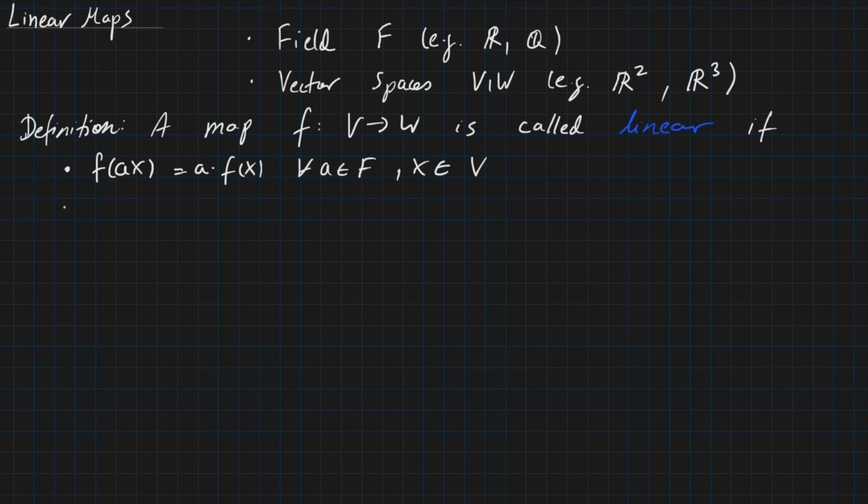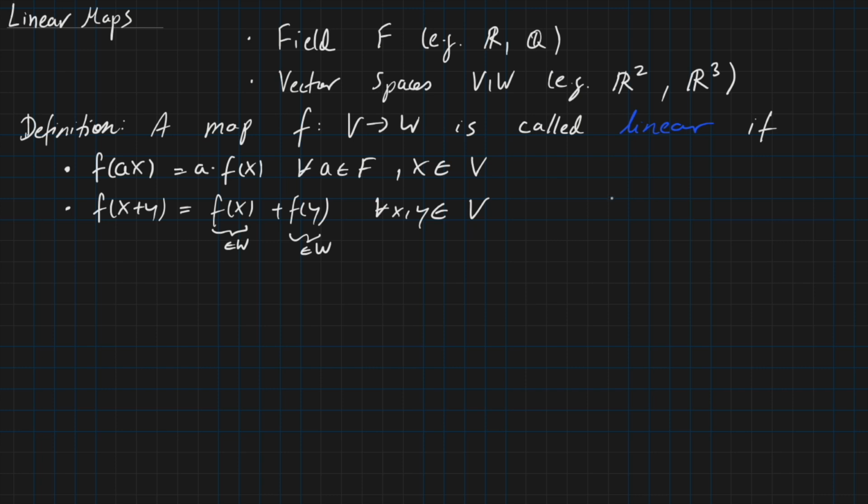Okay, and the second condition states f of x plus y, which is the addition within our vector space V, so adding two vectors x and y, and this should be equal to f of x plus f of y. And here we are adding two vectors from our vector space W. And this must hold true for all x and y from our vector space V.